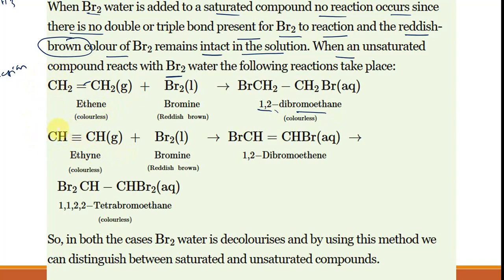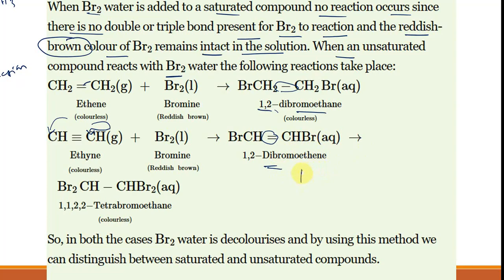In the case of alkynes, the same thing takes place. One of the bonds breaks down and bromine gets attached to these two carbon atoms. Then there will be a double bond remaining here, because there is a triple bond here and one bond has been broken. There is a double bond here, and one bond has been broken, so a single bond is here. Got it?